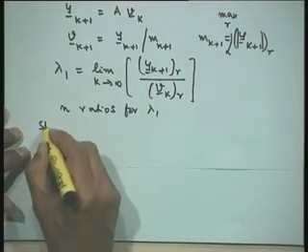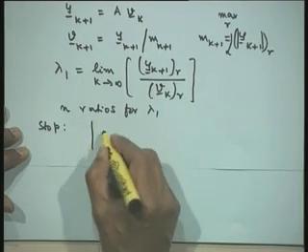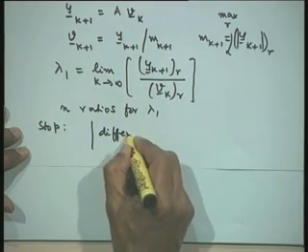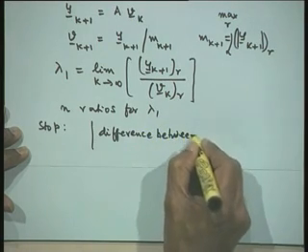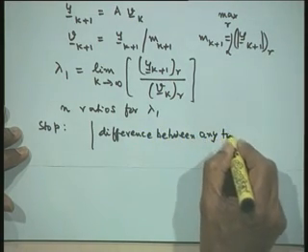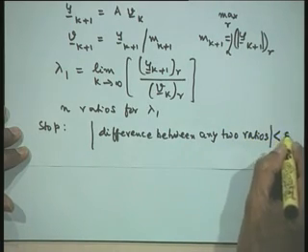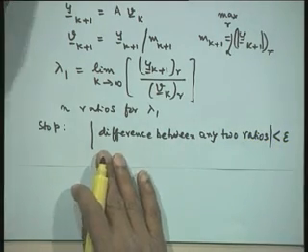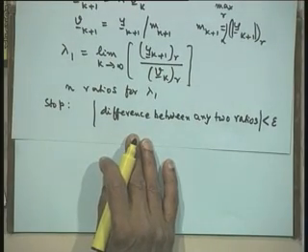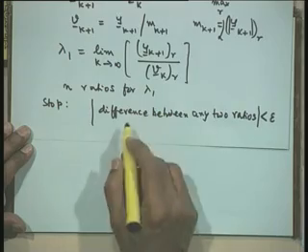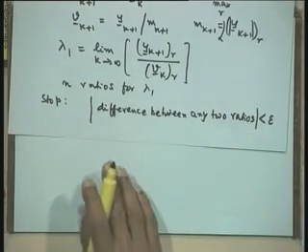Now, the iteration is stopped when the difference between any two ratios is less than a given tolerance. So, the stopping criterion is when the magnitude of the difference between any two ratios is less than a given tolerance epsilon. We are given a tolerance, say accurate to 4 or 5 decimal places, and we find this eigenvalue lambda 1 such that the difference between any two of these ratios is less than epsilon. That is the required power method.